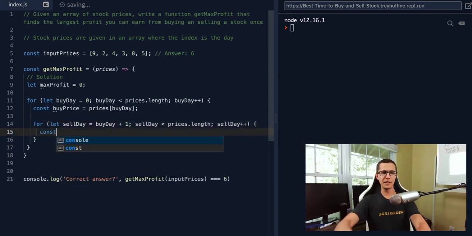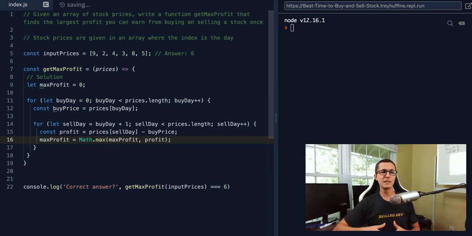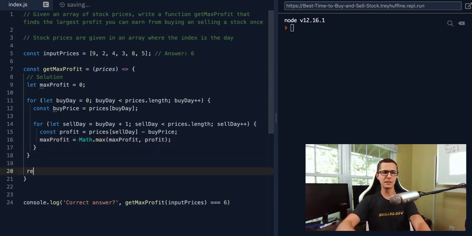All right, so what would our profit be? The profit is the prices of the sell day, our sell price, minus the buy price. Now our max profit, we said, okay, as we iterate through, we just want to store the highest at any time. So that's just going to be the max of the current max profit, or the profit at this time. And if we do that for every item, well, this is all the logic we need. So once we finish these two loops, we can just return max profit.